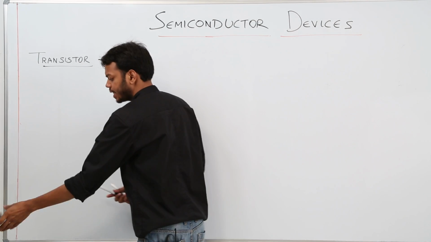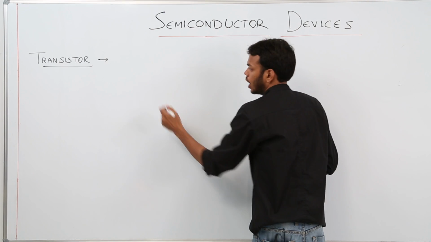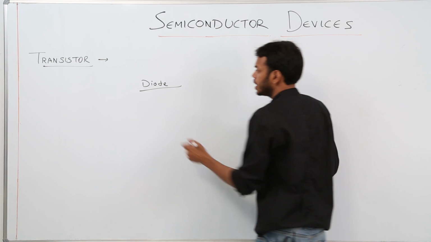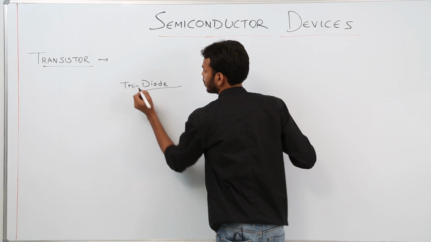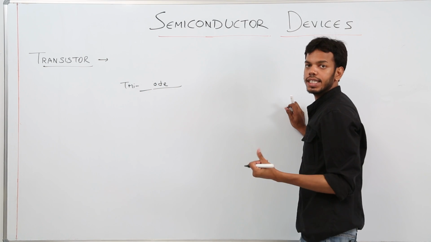See, a transistor is actually a triode. Alright, till date we have done the diode. Now this transistor is actually a triode. Okay. So what exactly is a triode?